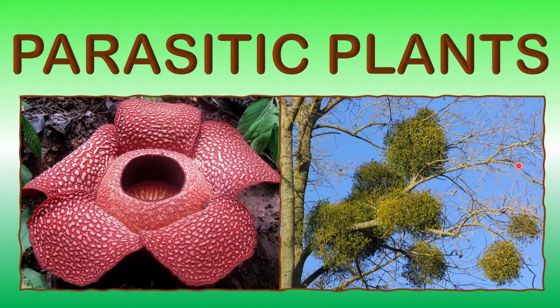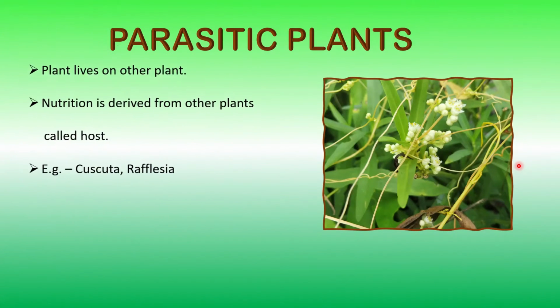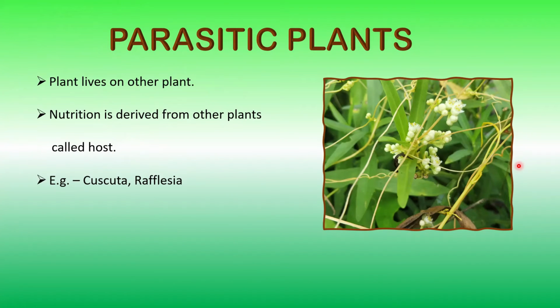Now let's know about parasitic plants. Parasitic plants basically live on other plants so that they can absorb nutrition from them. The plant from which the nutrition is derived is called the host. Examples are Cuscuta and Rafflesia.